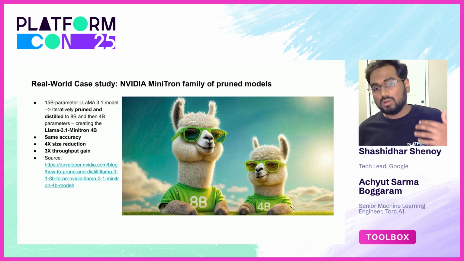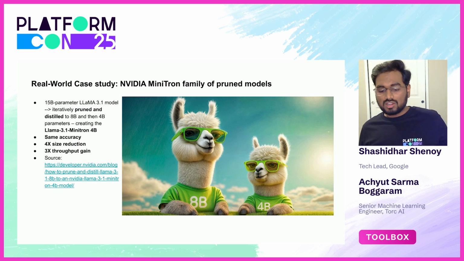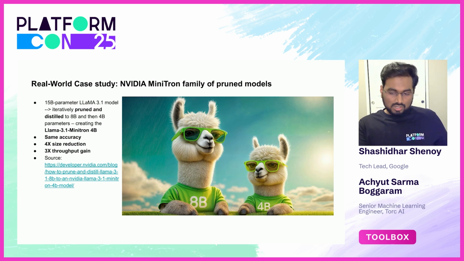Now I want to talk about a real world case study with some real numbers on a real model, right? So NVIDIA released this Minitron family of models. They took the Llama family of models and reduced the size by about 4 times. They also gained 3 times throughput gains. They did pruning iteratively and fine tuning, along with knowledge distillation, of course, but they also talk about some of the best practices for the Llama family of models.